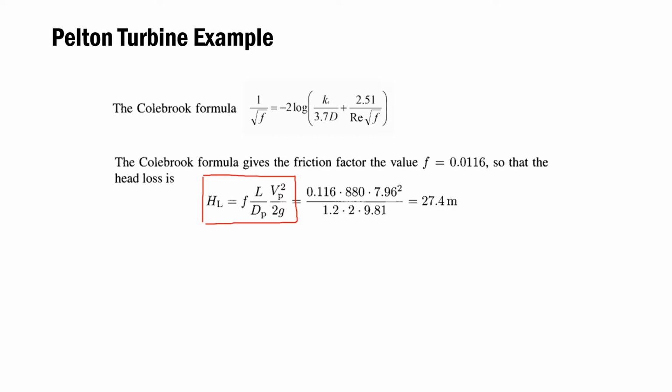F is the friction factor, L is the length of the penstock, Vp is the velocity of water inside the penstock, D is the diameter of the penstock, and g is gravity. So we will get the head loss due to friction inside the penstock equal to 27.4 meters.